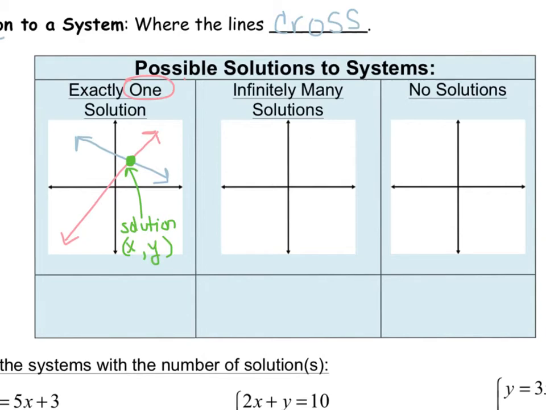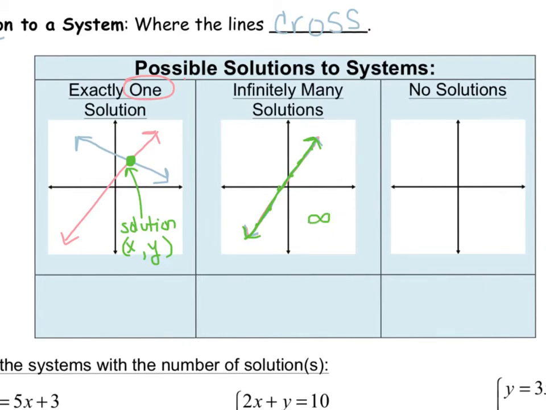All right, well, what if your lines don't cross in one place? What if your lines look like this? Here's a pink line, here's a blue line. They're right on top of each other. It means that they cross, so where do the blue and the pink meet? Everywhere. I could turn this whole line into green if I wanted to, in which case every point on that line would be a solution. So we say infinitely many solutions.